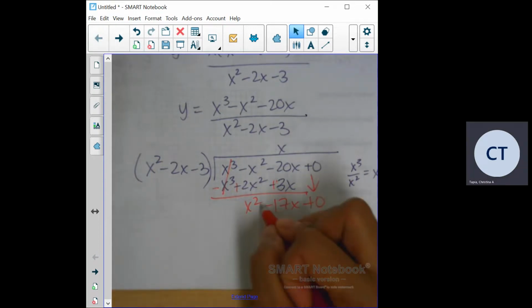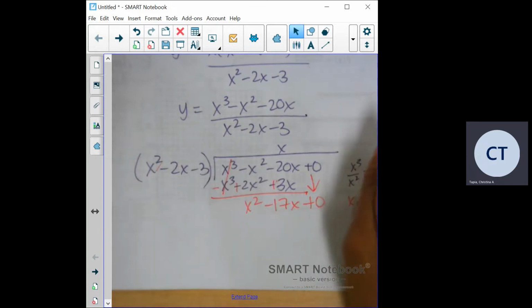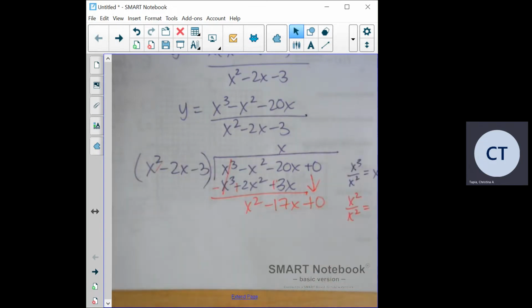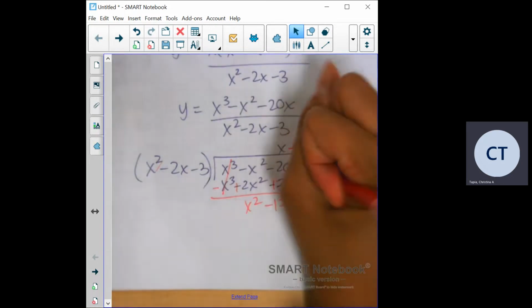From here, we're going to do one more time. I'm going to take x squared and divide it by this x squared. So x squared divided by x squared. Is that 0? What's x squared divided by x squared? 1. I was like, please don't tell me 0.